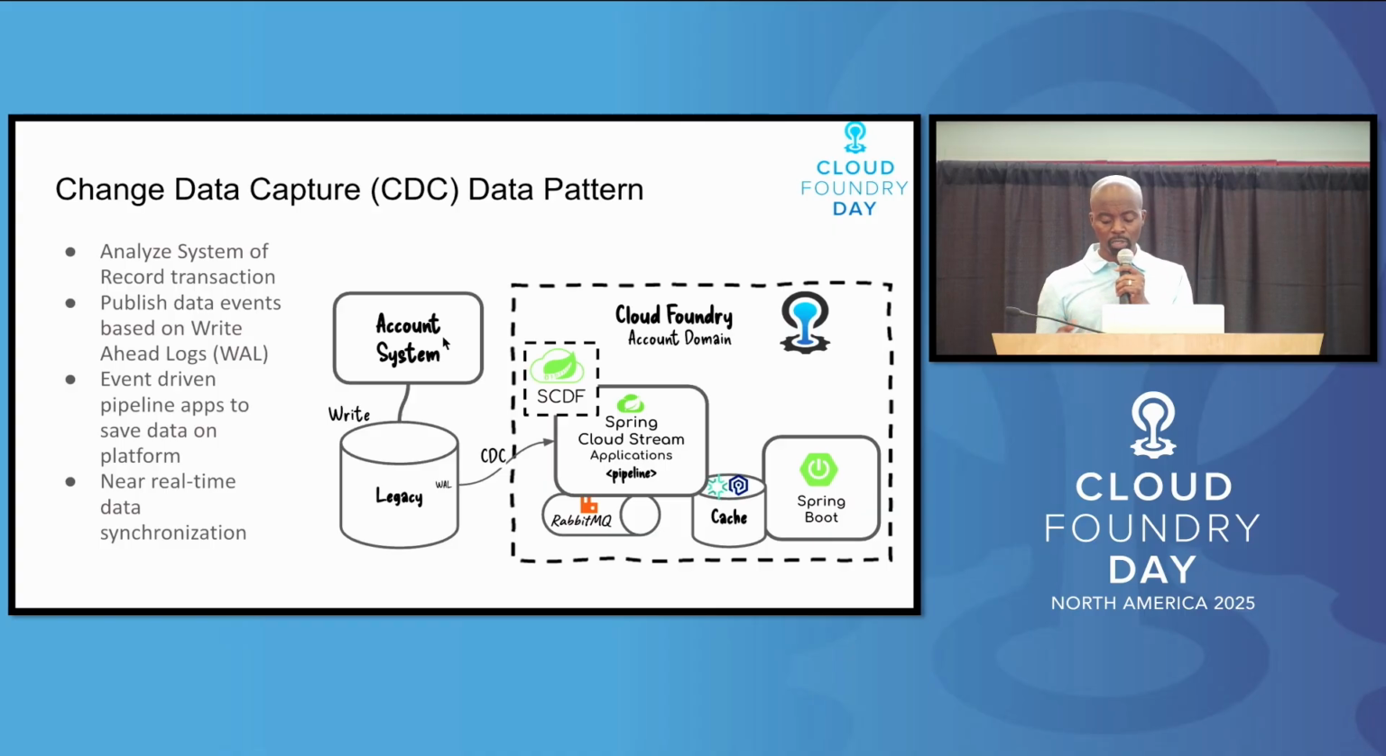It uses something called, in the databases, a write ahead log, right? So all of the changes are just read from that write ahead log and they're pushed to a messaging solution like RabbitMQ, right? And Debezium supports most of the major databases like DB2, Oracle, SQL Server, Mongo, so on and so forth, right? But it publishes these changes in real time to RabbitMQ to be synchronized by those Spring Cloud Stream applications to update the data on the platform in real time.